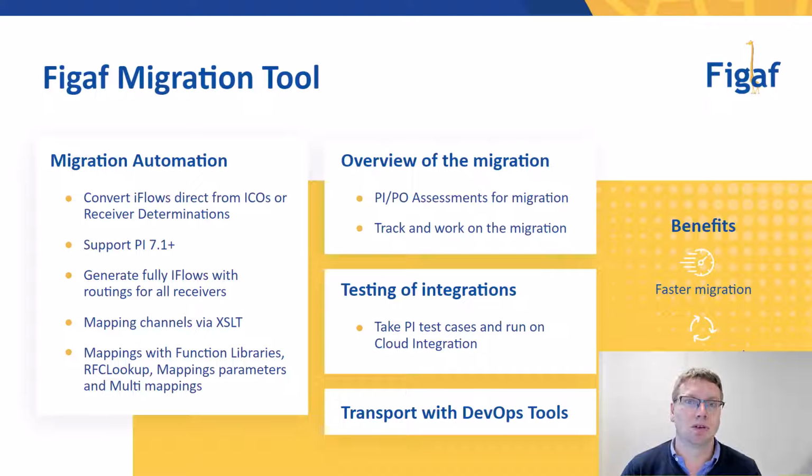Then there's the part that we want to show today, which is the overview of the migration. And then the last thing is we also have a way that you can track the migration, how it's going. We do have a testing tool that allows you to test the migration. And there is going to be a migration edition that just covers these two things: the overview and the assessment, and the migration edition. And then finally we have our DevOps tool that allows you to transport and govern, including testing, all your integrations. The benefit of this is it gives you a faster migration, it gives you a consistent result, and allows you to save time and money on your integration.